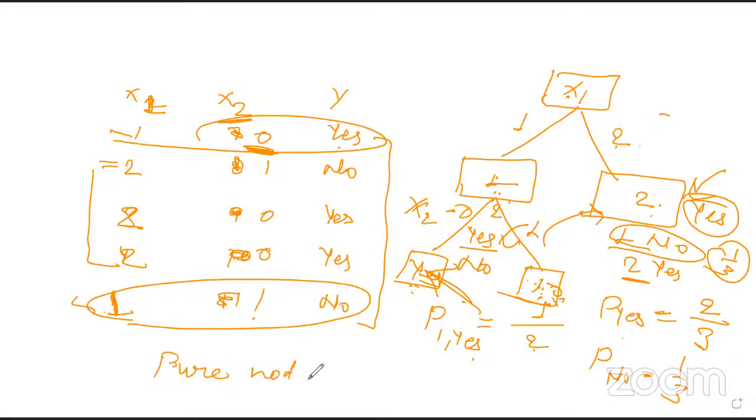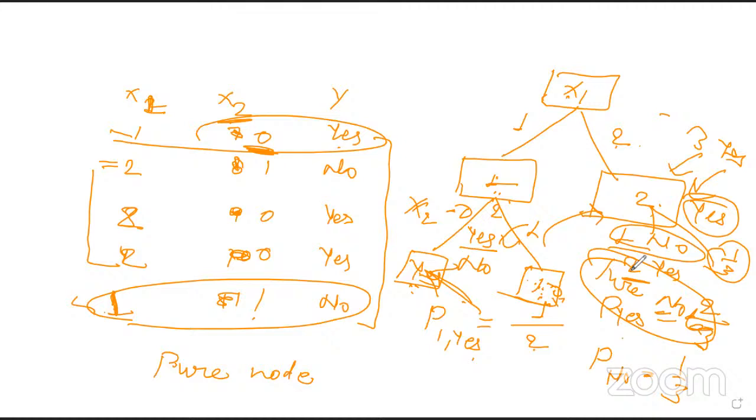If there is only one kind of data point there, I mean a data point which belongs to only one class. Let's say we have 3 points here and all 3 belong to class yes, then we will call this node a pure node. And we need not further split a pure node because all the data are of the same kind, the same class.